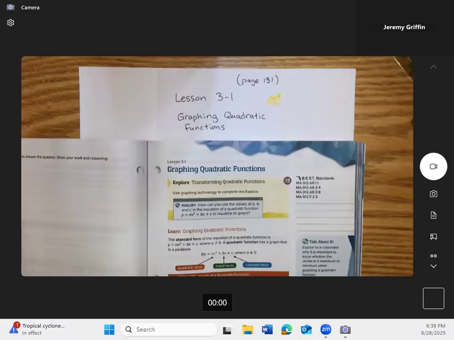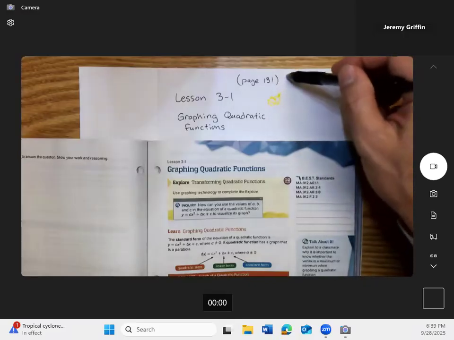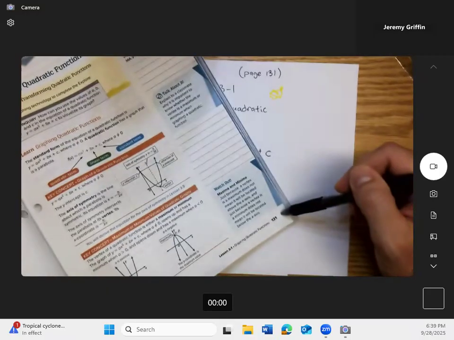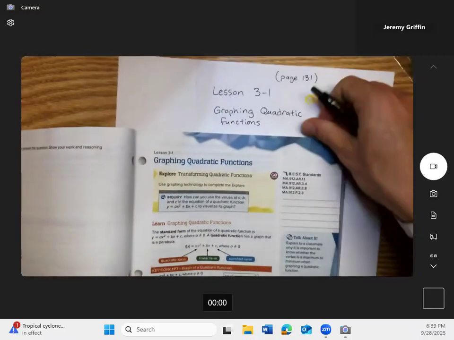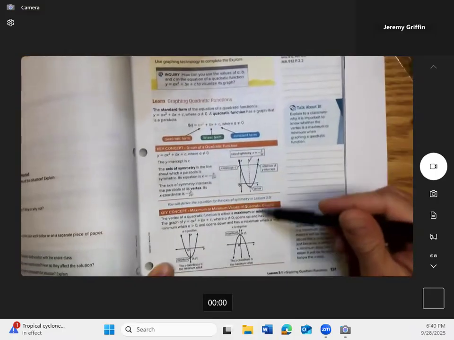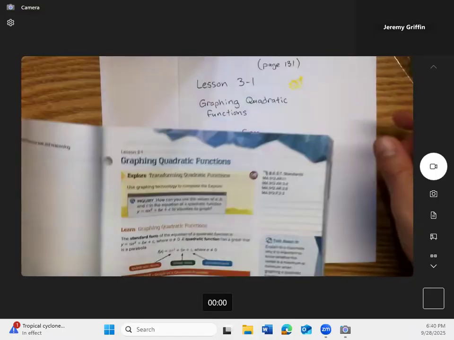Lesson 3-1, graphing quadratic functions. This is on page 131 in your book. Right, so we are looking at parabolas. You guys are going to see parabolas all over the place here, and you know some formulas for parabolas.